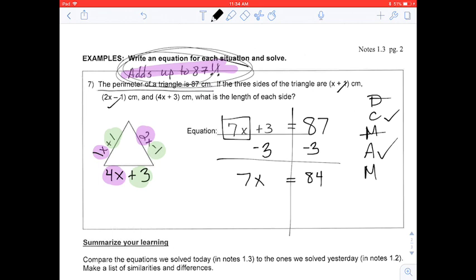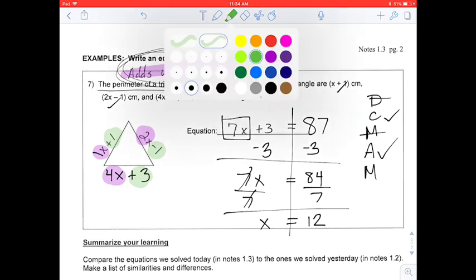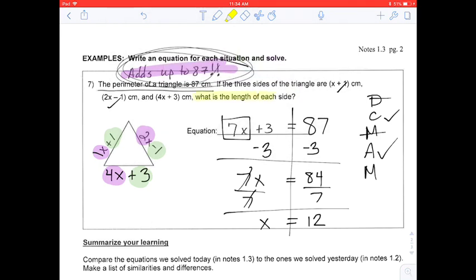We're multiplying the x times 7. To get the x by itself, we should divide by 7. So x equals 84 divided by 7, which is 12. Is that the end of the problem? Probably not. We need to make sure we notice here. What are we being asked? What is the length of each side? 12 is x, but I can't just add 12 plus 12 plus 12 and get that 87 centimeter perimeter. I need to plug 12 into those expressions that represent my sides.